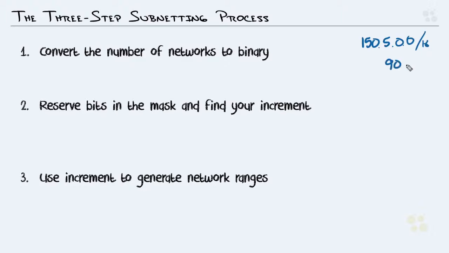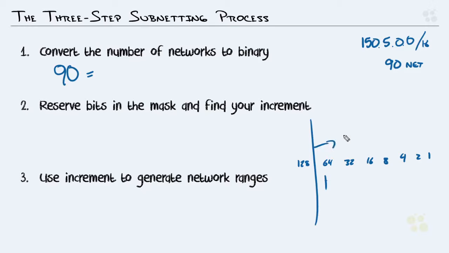150.5.0.0/16, and we want 90 networks, right? 90 subnets. So same thing, write up our binary chart. And we say, how many bits does it take to get the number 90? Well, that one's really easy because our first one goes right there. Shoop, so it takes 7 bits. 7 bits to get the number 90.